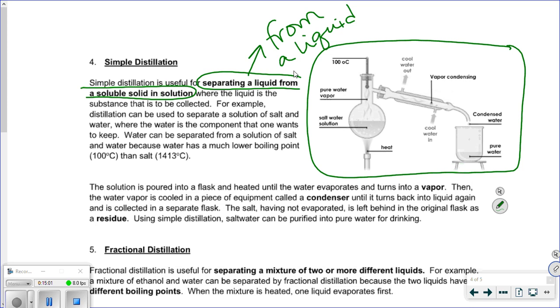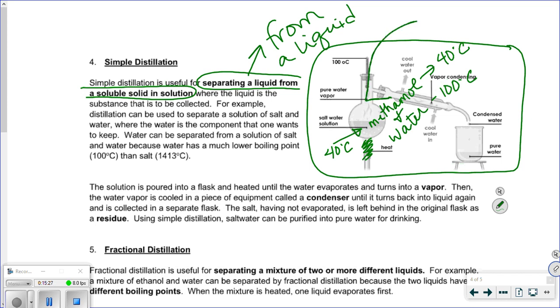What we can actually do is put, say, methanol and water in here. Both of those have different boiling points. We know water is 100 degrees C. I think methanol is around 40 degrees C. So if I put a little flame here, when this solution hits 40 degrees, the methanol is going to come off, but is the water?